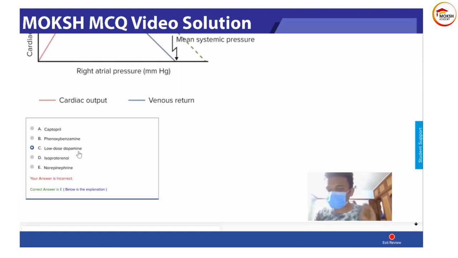Isoproterenol. Isoproterenol also stimulates beta receptors. It is a highly selective beta agonist. Okay, isoproterenol, so again beta, you're again vasodilating. Only one option is vasoconstricting. What? Norepinephrine. So that's why it's the answer.